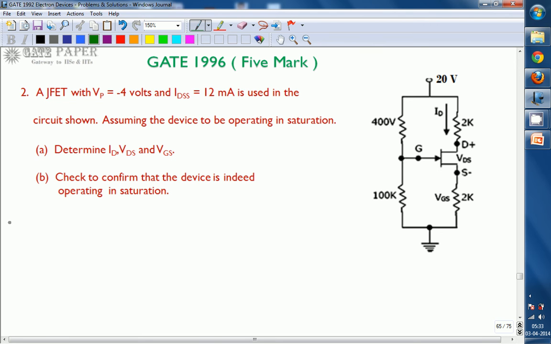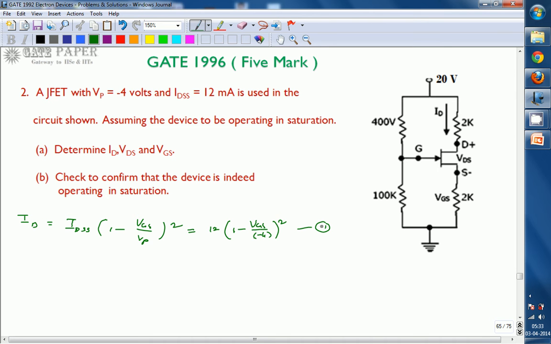We know that the drain current in the saturation region for a JFET is ID equal to IDSS multiplied by 1 minus VGS by VP, whole square. This is the drain current equation, and from this we can substitute. IDSS is 12 milliamperes, so this is the first equation: ID equals 12 times 1 minus VGS divided by minus 4, whole square.